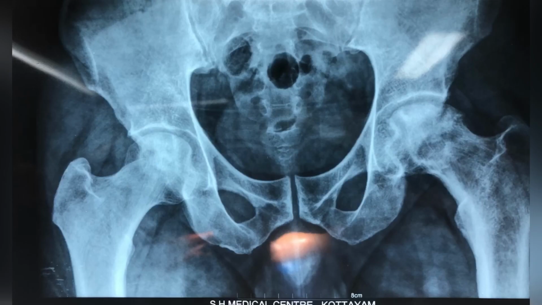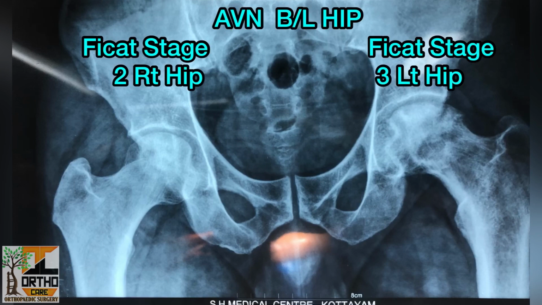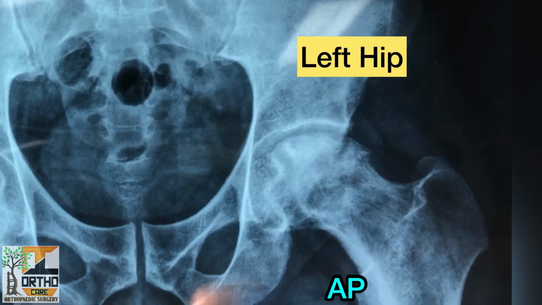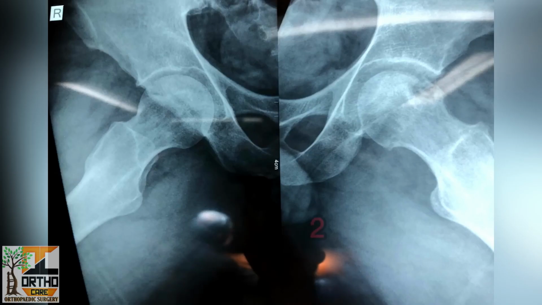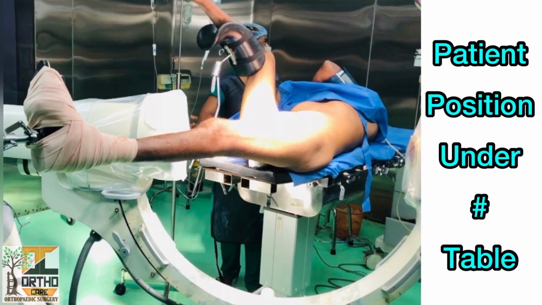A 32-year male presented with bilateral AVN, left side more than right side. So treated with bilateral core decompression. You can see the X-rays, AP and lateral. The patient position in fracture table.